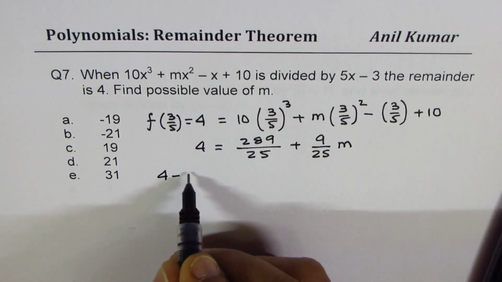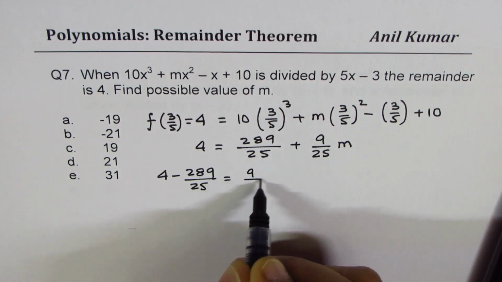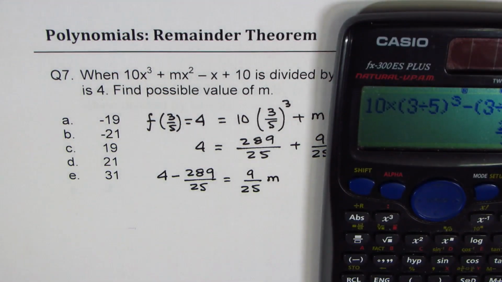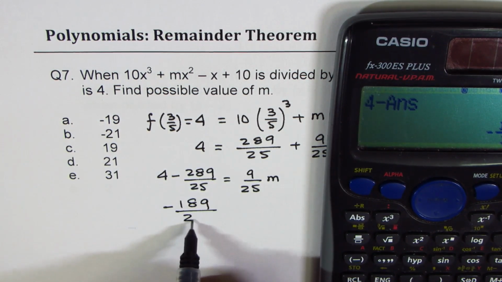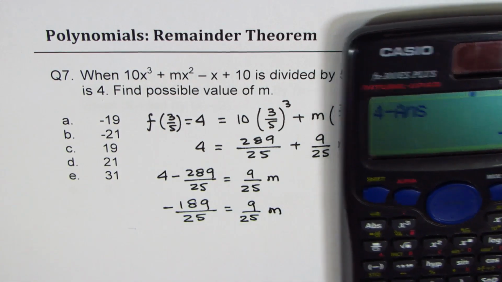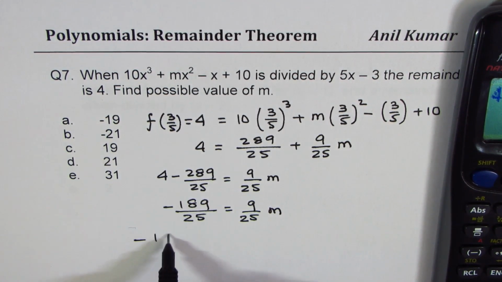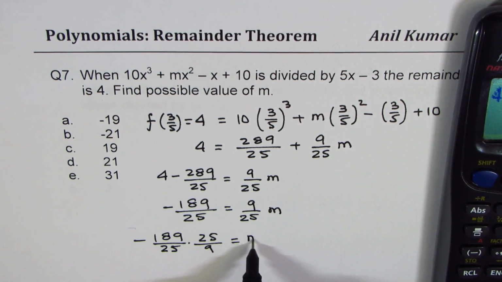So we have 4 minus 289 over 25 equals 9 over 25 m. Right. So let's do 4 minus the answer. It is equal to minus 189 over 25 equals 9 over 25 m. Now we can cross multiply and get the value of m. So it'd be minus 189 over 25 times 25 over 9 equals m, correct?